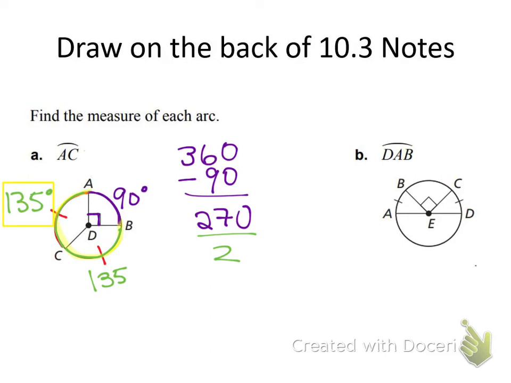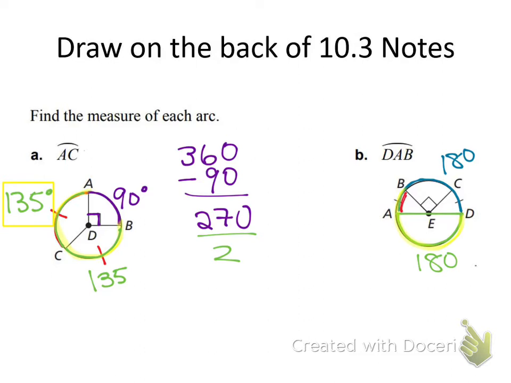On the second, we've got a similar idea, except we have a diameter, right? What does the diameter do to the circle? Splits it in half. So I know the bottom half is how many degrees? 180. And the top half adds up to 180 degrees. Okay, but we're finding something specific. We want to find DAB. We already know from D to A is 180. We need to find out how many degrees AB is.